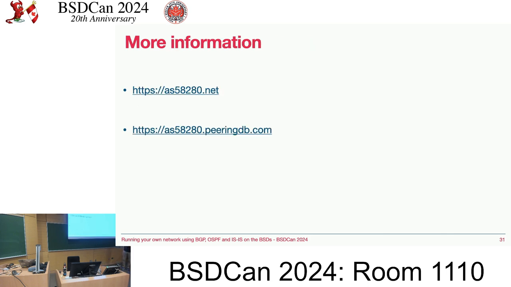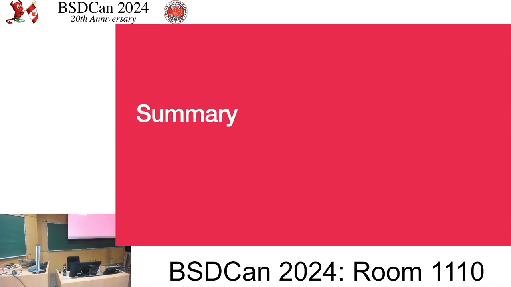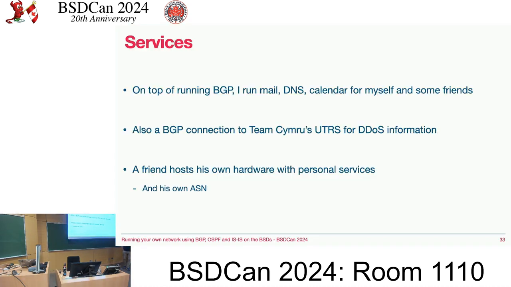Where can you find more information? I have a website for the ASN. You can find more information on PeeringDB. And then I have a short summary. What else do I run?